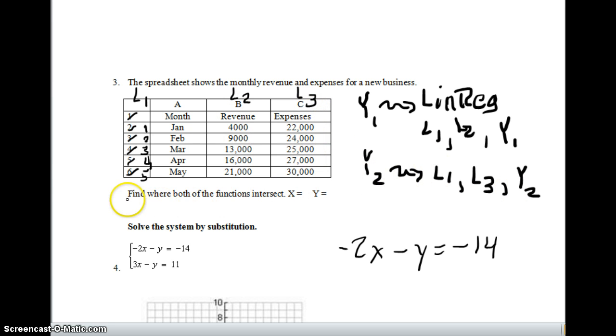And when you want to find out where they both intersect, you're going to use second calc intersect on those regressions. Remember to use Zoom 9 when graphing these.